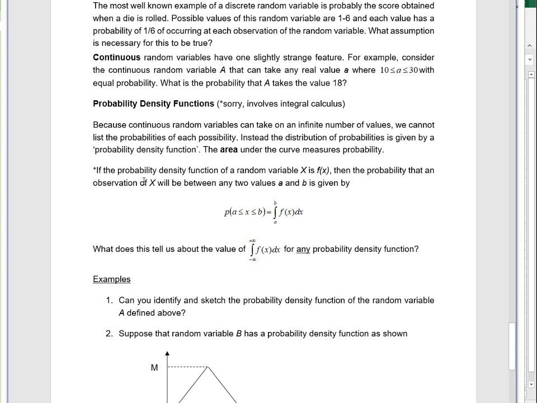The stars mean it might need some calculus, but we've all done calculus, so we're good with this, especially integration. So if you've got a variable x, a random variable, that can take different values at random, and the probability density function is f of x, then the probability that an observation is between a and b is given by integrating f of x for all values of x between a and b. That gives you the probability that it's going to lie between a and b.